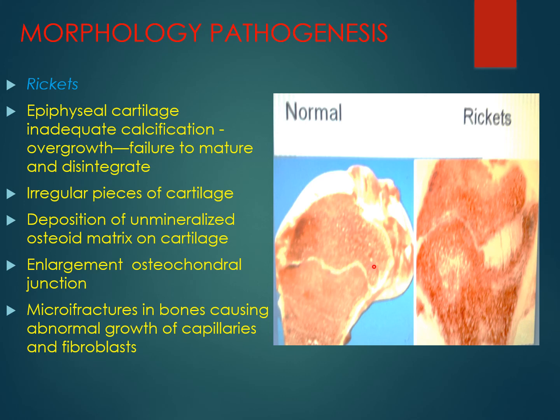Here you can see this is the normal growing end, or epiphyseal end, of the long bones, but on the other hand you see that it is very irregular because the cartilage is not being calcified, and there is an excessive amount of osteoid matrix being laid down. So ultimately the osteochondral junction will be enlarged and thick, and the bone will be weak because it has not been mineralized. So there will be microfractures with bleeding over there, and also formation of new capillaries and fibroblastic proliferation.